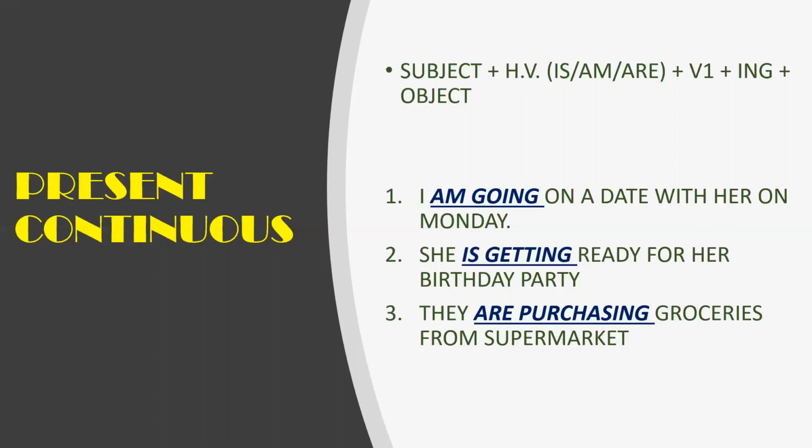She is getting ready for her birthday party. They are purchasing. Helping verb is are. Purchasing, verb ka first form plus ing, that means the gerund form. Groceries from supermarket. These are the examples of present continuous. Present है इसीलिए helping verb हमने जो present को gift में मिली थी सब वो वाली ली है, is, am और are.